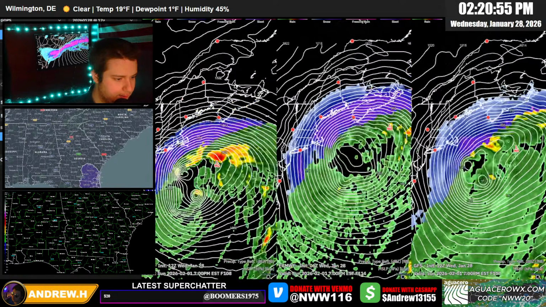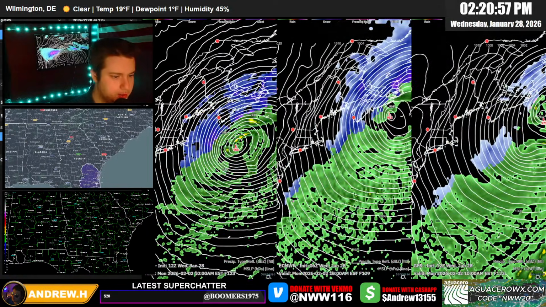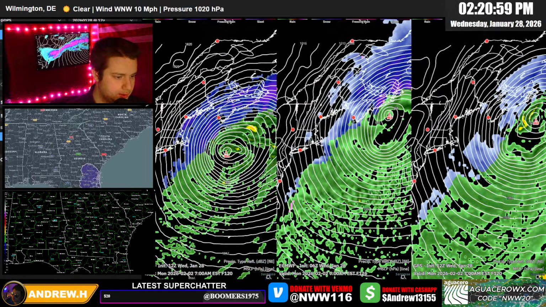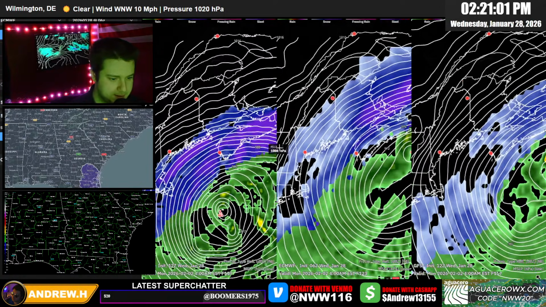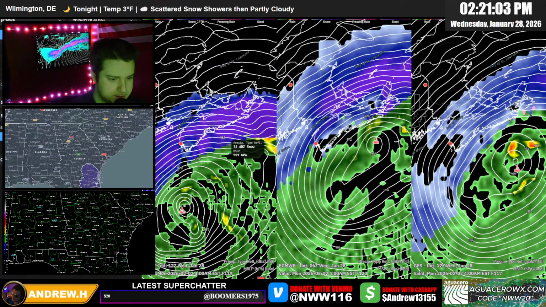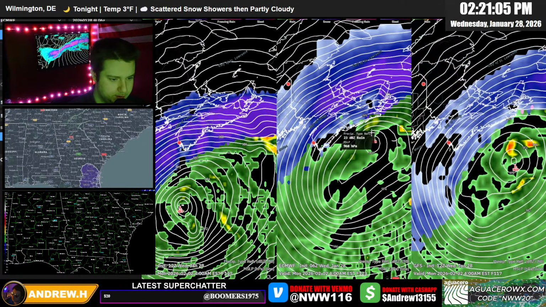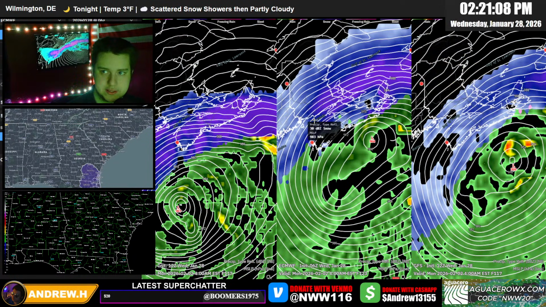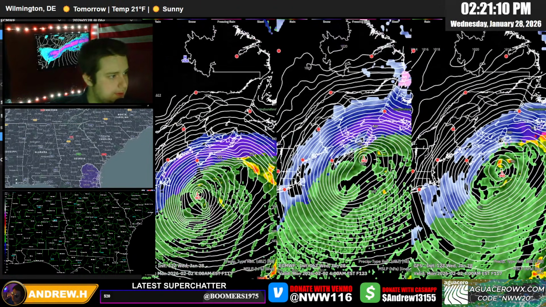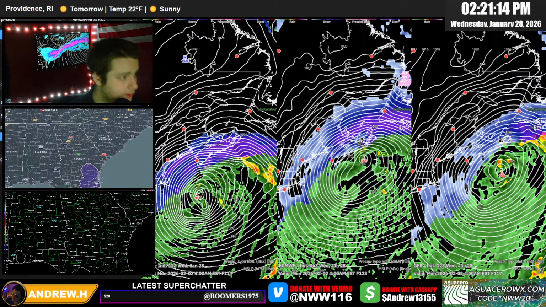I know we don't really cover Canada too much, but my folks up in Nova Scotia could really get some heavy impacts out of the storm here. I mean, you can see Nova Scotia here, all three models really suggest that we could possibly see some heavy snow out of the system, and by then that low would be really strong.